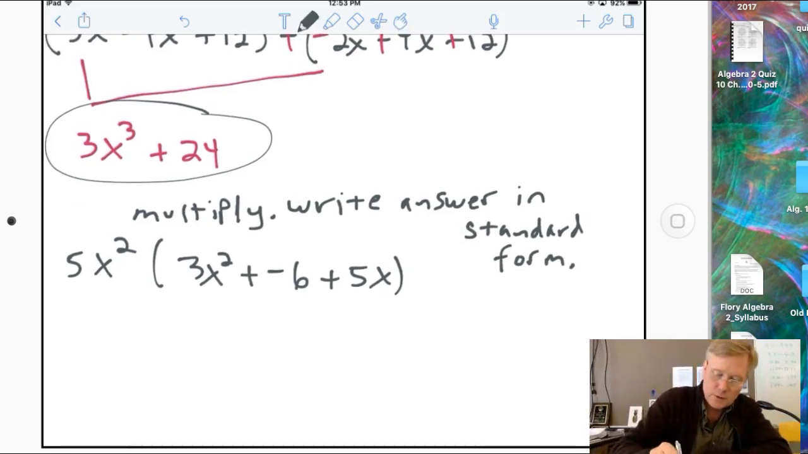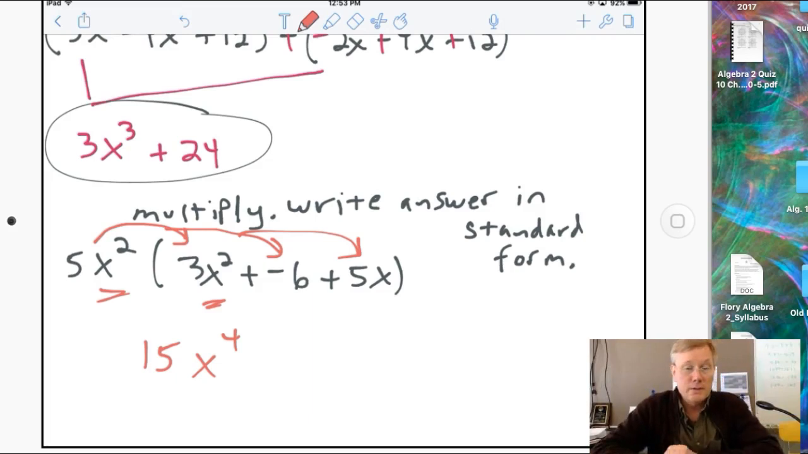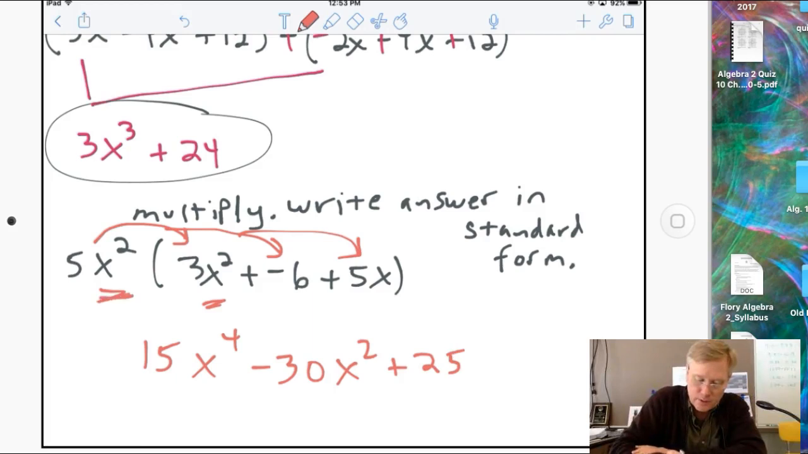Okay, so this is distributive property, which means I'm going to multiply the 5x squared times all three of those things. 5x squared times 3x squared, that's 15, and I got 2 x's here, 2 more there. You add the exponents, gives me an exponent of 4. Notice how this is where the exponents change. When you're multiplying, you add the exponents. All right, negative 6 times 5 is negative 30x squared. And 5 times 5 is 25. I got 2 x's over here, one more there gives me x to the third.